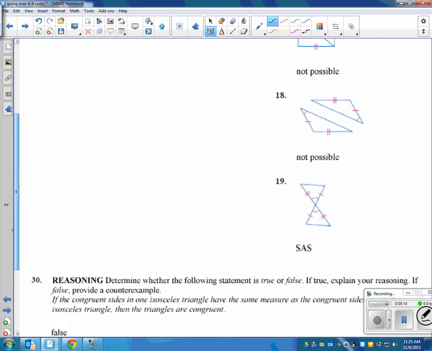And 19 is side angle side. Questions on any of those? Like seriously, that's exactly what your homework was today is. 5 of these questions where you say side, side, side, side angle side, or not possible.